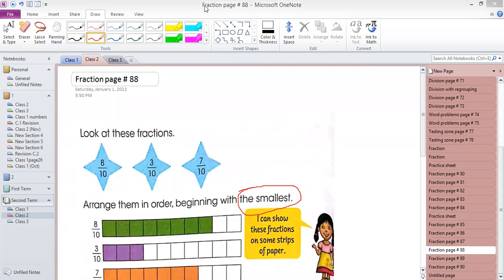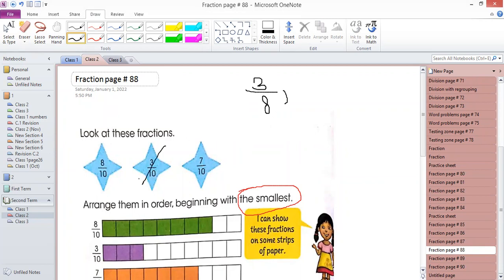I'll take one of the students. Hamza Abdul Rahman, which is the smallest fraction here? 8/10, 3/10, 7/10? 3/10. Why? Because 3 is smaller than 8 and 7. That's very good. 3/10 is smaller than all because 3 is smaller than 8 and 7. So this is the smallest fraction. Now I write 3/10, so I cut it.